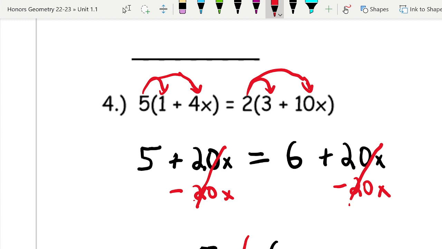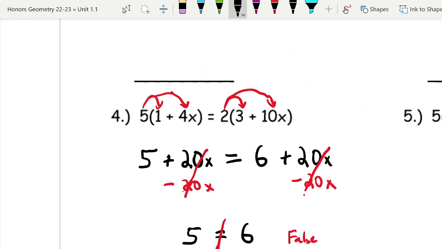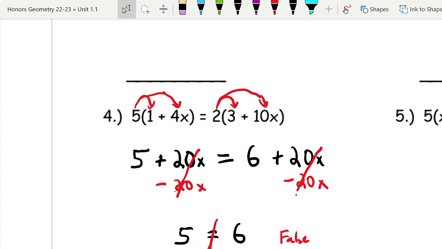If your x's cancel out and you end up with a false statement, that means there are no solutions. What that means is there is no value of x that we could plug in and get a true statement.